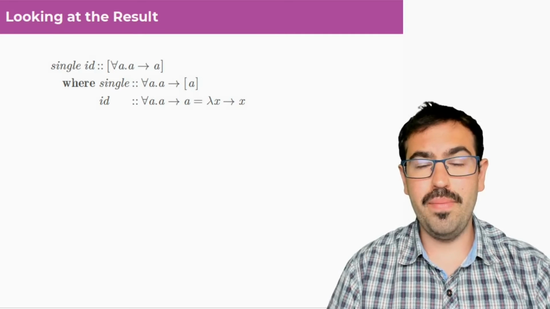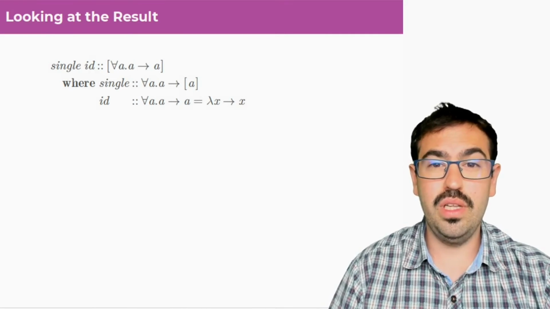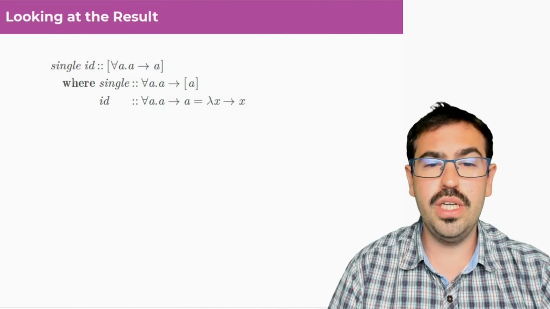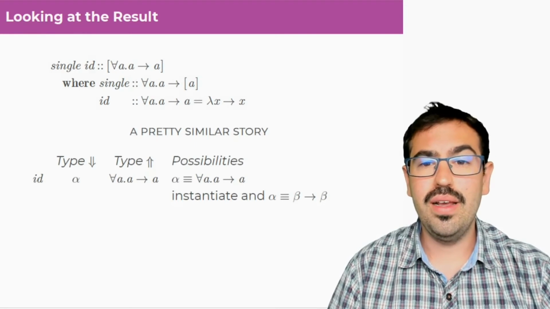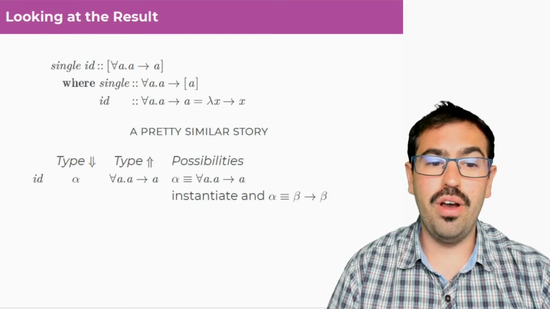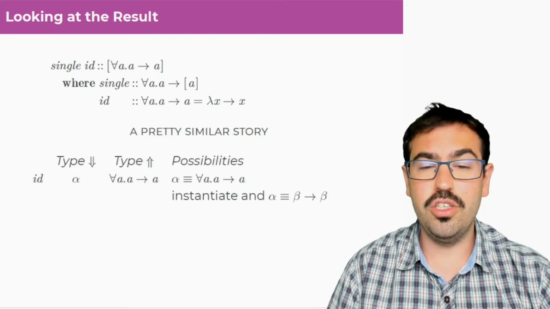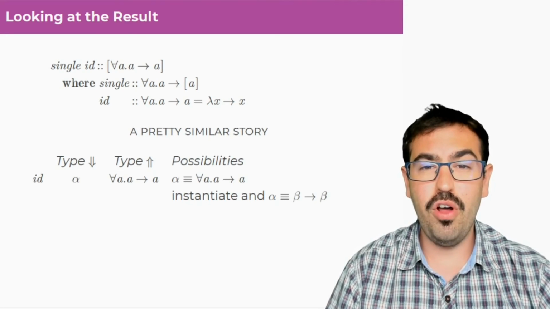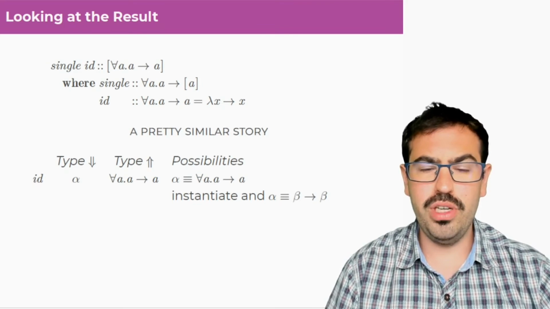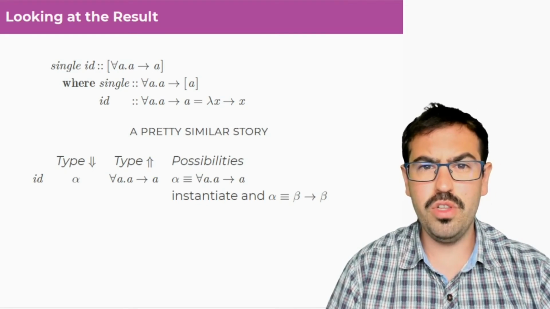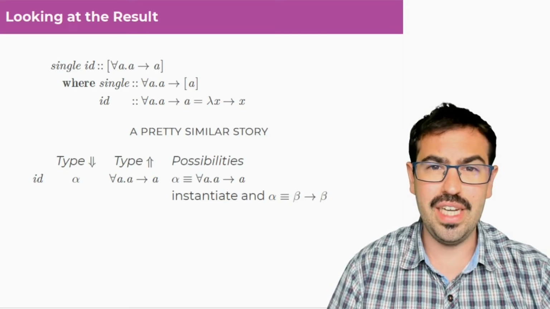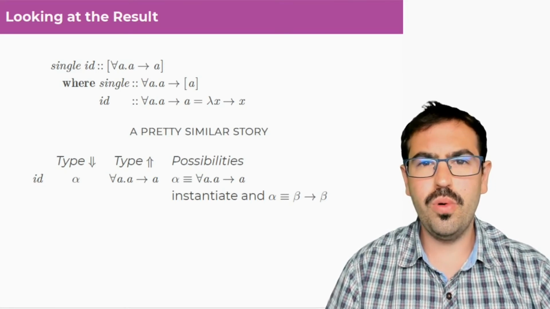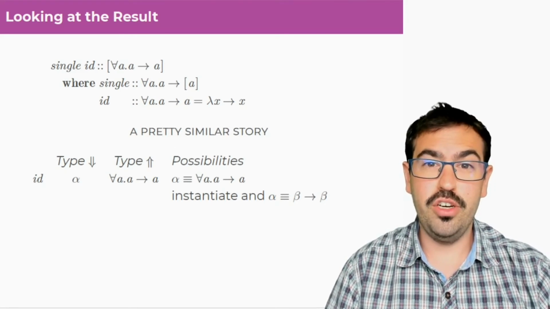We can also get some other information into account. Imagine, for example, we have this call to single ID. Well, we have a pretty similar story with the arguments. The type of ID is going to be alpha when we push it, and then we have a ∀A. A → A. So we have two choices here again. We can make alpha equal to ∀A. A → A, or we could instantiate. So quick look gives you no information here.